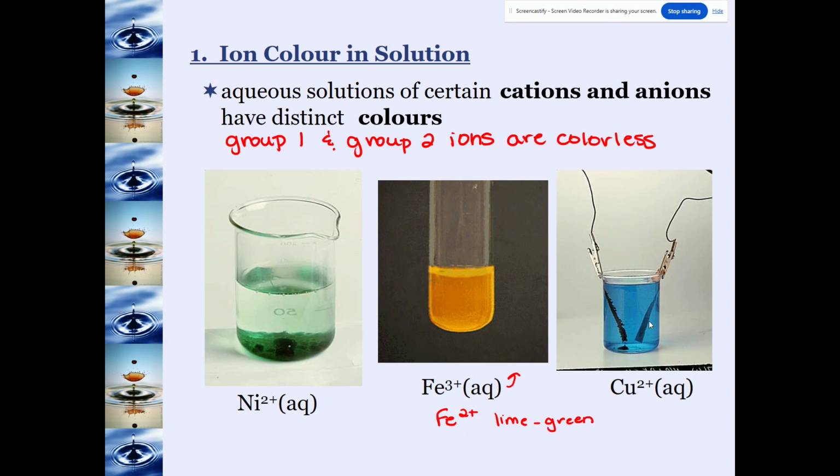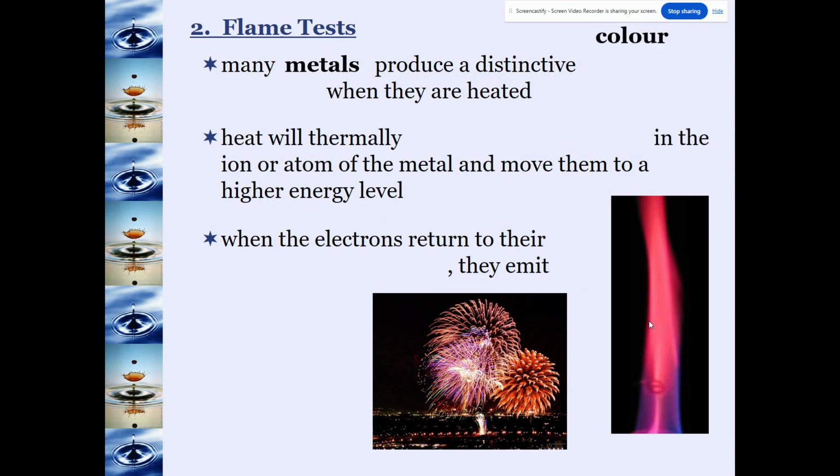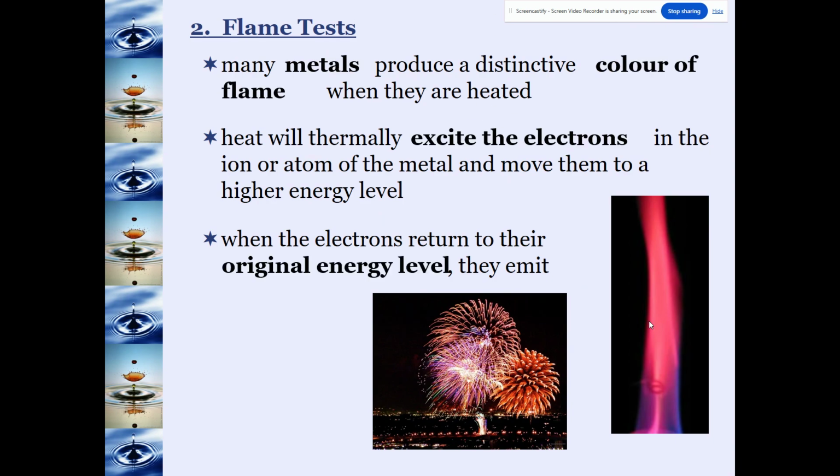Okay? Next, flame tests. Different metals give off colors when they are lit on fire. Now, why does that happen? The heat from the flame is going to excite the electrons so that they jump from their original energy level, think of the atomic structure, to a higher energy level. When the electrons then return to their original level, they emit visible light. And depending on the wavelength of the visible light, it corresponds to different colors.